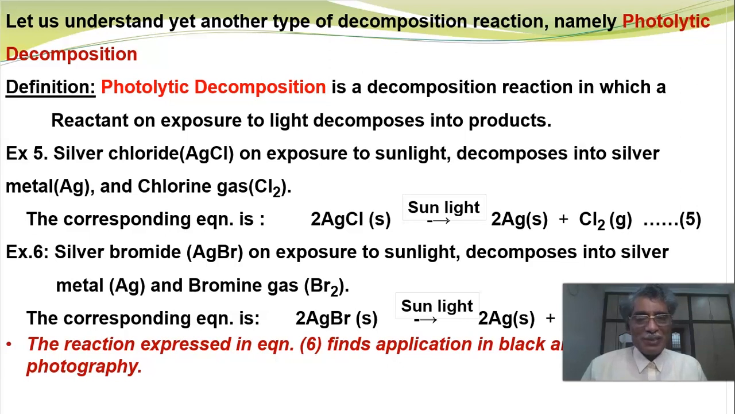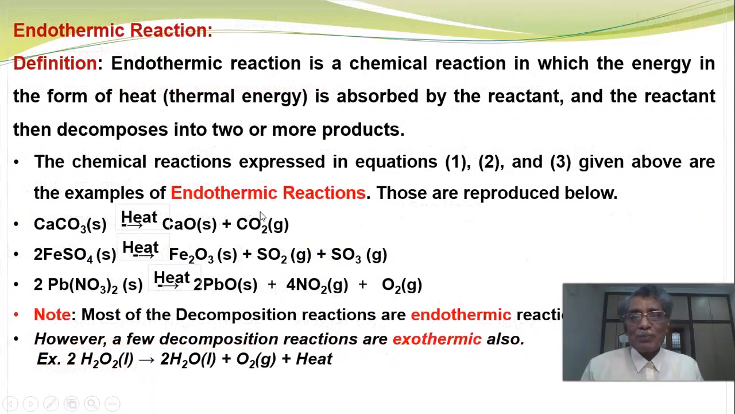Another example is silver bromide, AgBr, on exposure to sunlight decomposes into silver metal and bromine gas. The corresponding equation is 2AgBr solid upon exposure to sunlight gives rise to 2Ag solid plus Br2 gas. The reaction expressed in equation 6 finds application in black and white photography.